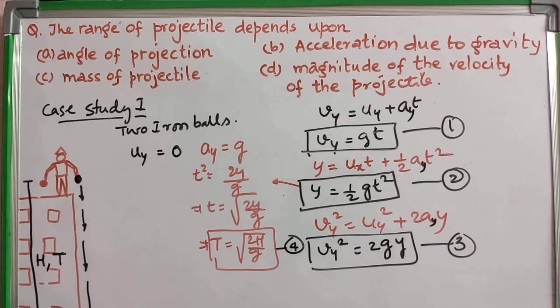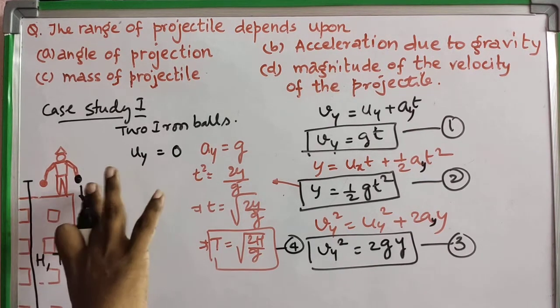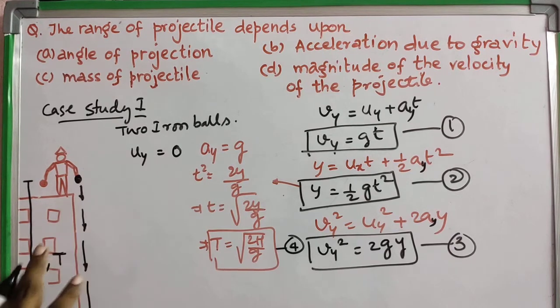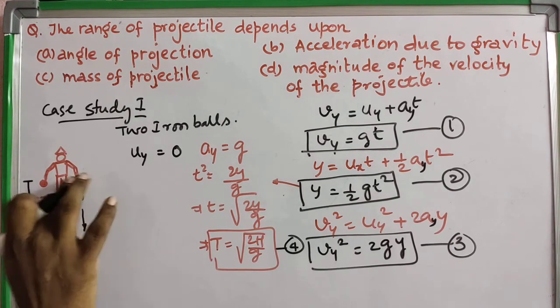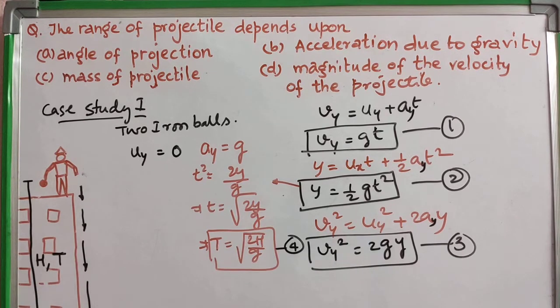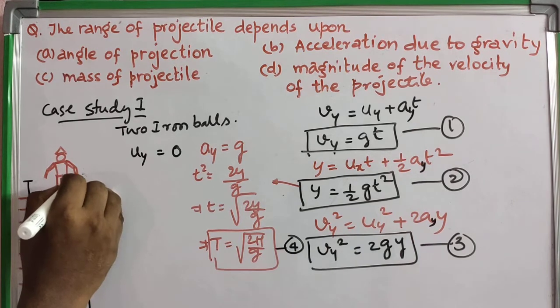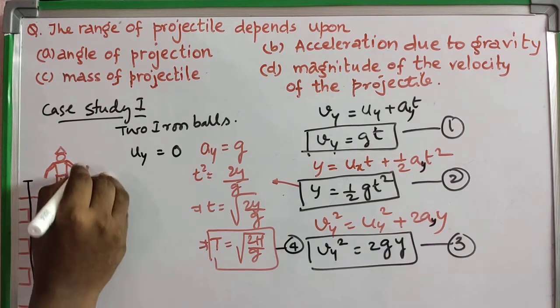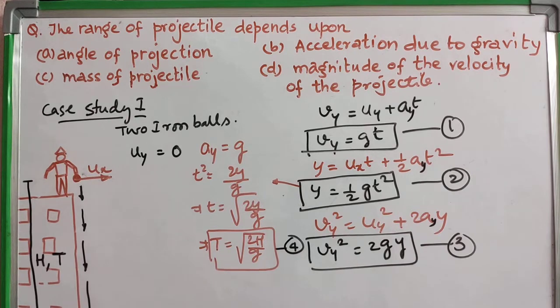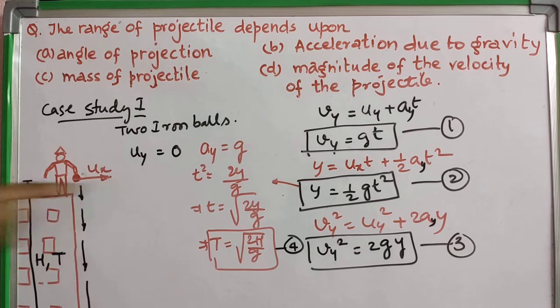So one ball fell down, covered distance or displacement h, time taken t. So one ball is over. Now he has another ball in his hand. I have asked him to throw the ball with the initial velocity horizontally equal to ux. So when he is throwing, there is no vertical component. There is only a horizontal component, and I have told him to throw it with the velocity ux in a horizontal direction.